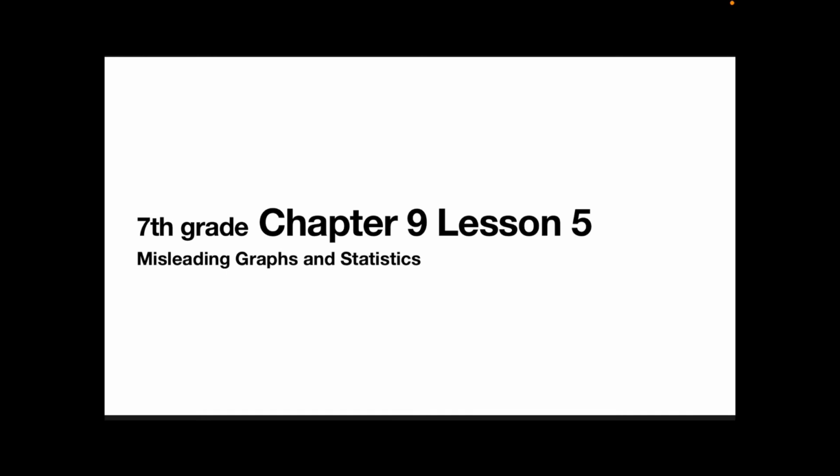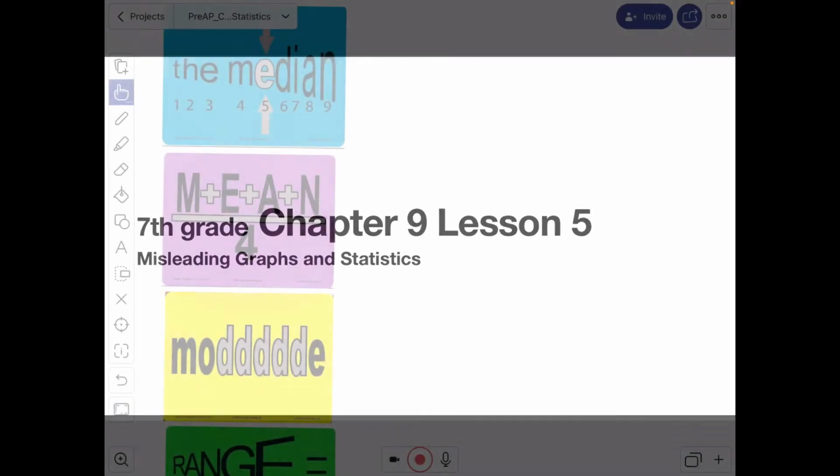Today we're discussing 7th grade, Chapter 9, Lesson 5, Misleading Graphs and Statistics. I know you wouldn't believe this, but some people can skew information by just misleading you and pointing you at the wrong type of statistics. So we're going to be looking at different ways of looking at data.